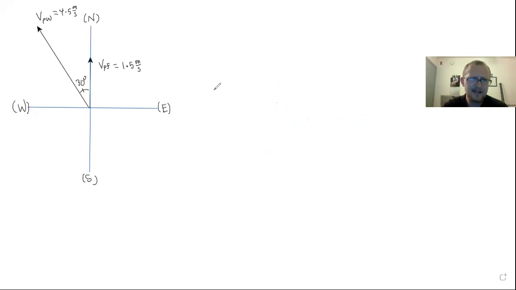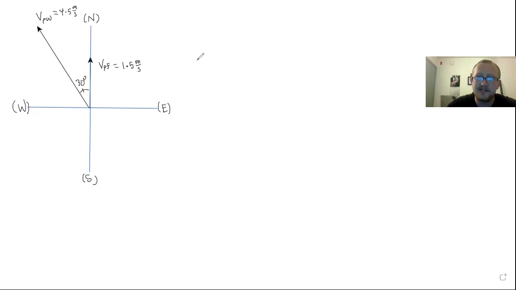So in this case, we have this person walking on a ferry, and the velocity of the person with respect to that ferry is 1.5 meters per second north. Meanwhile, the velocity of the person with respect to the water, or with respect to a stationary point, is 4.5 meters per second at an angle 30 degrees west of north.